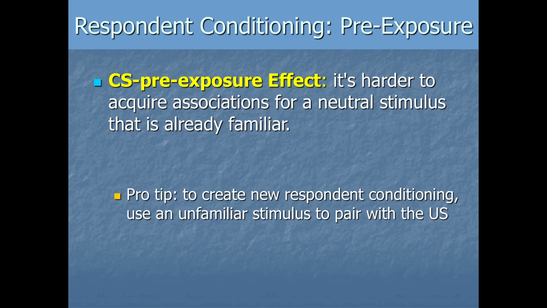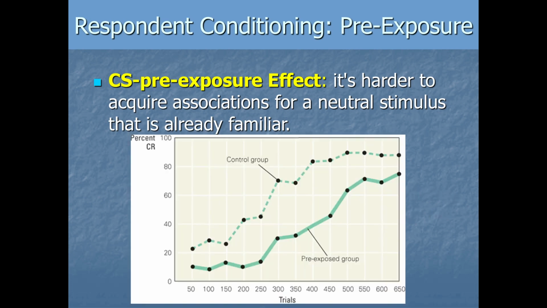So a pro tip to create new associations through respondent conditioning is to use an unfamiliar stimulus to pair with the US. If you're trying to train your dog or your cats to know, oh, this is the time of day when I get fed, right? You might play a sound right before you feed them. Use a sound that won't come up at other times, that they won't have heard before. Don't use your familiar text notification.